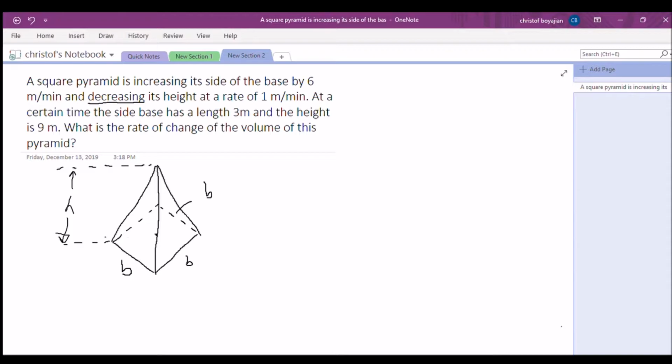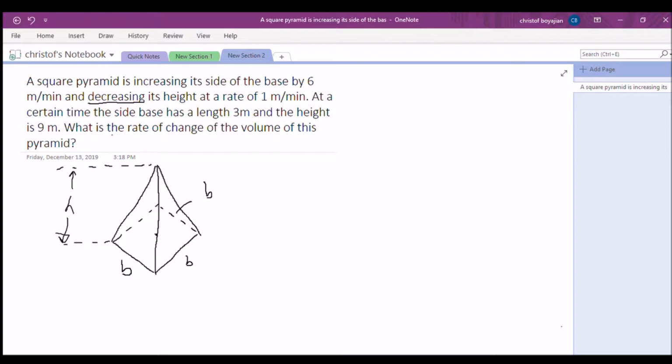So we have a square pyramid. This is our square base down here, right at the bottom of the pyramid. And we have side lengths, each b, because it's a square pyramid. So this length is b, this length is b all around. And then the height of the pyramid is from the top vertex, where all of the triangles meet, to the bottom of the pyramid. So this is h right here. I labeled that as h.